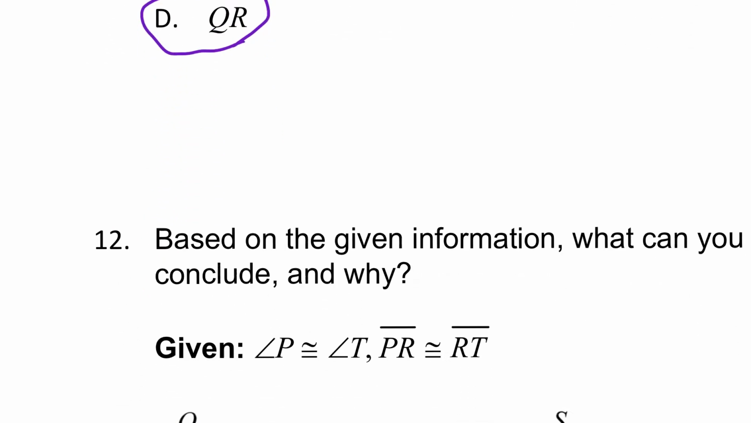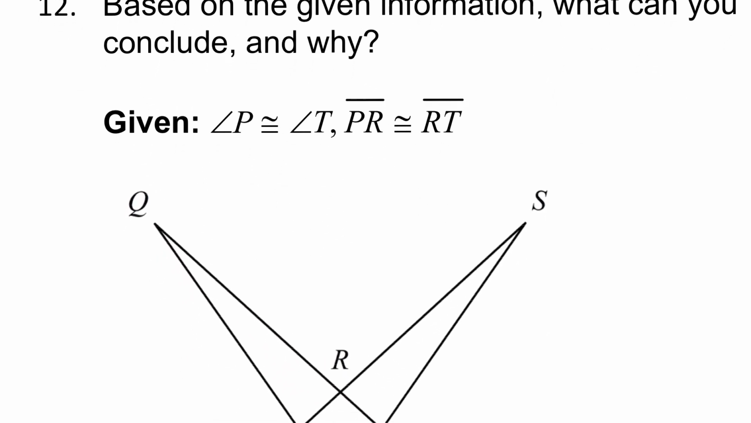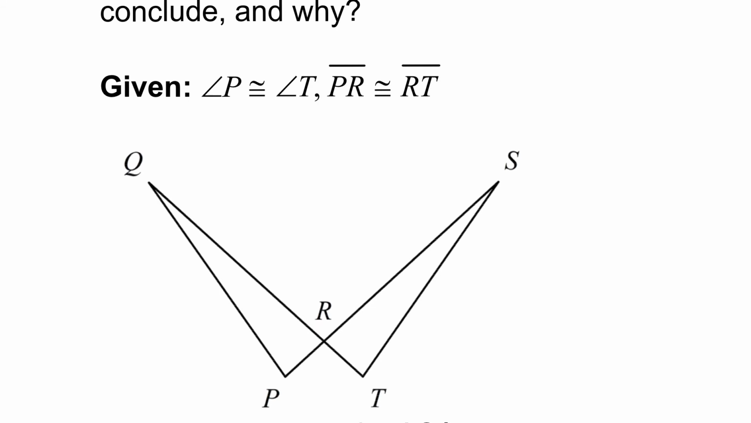All right, let's look at number 12. Based on the given information, what can you conclude and why? P is congruent to T. Angle P is congruent to angle T. I can mark that. PR is congruent to RT. I'm just going to put one line through that because it's the shortest segment. Okay, that's the information they gave us.